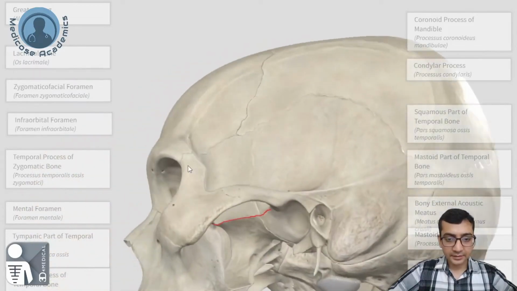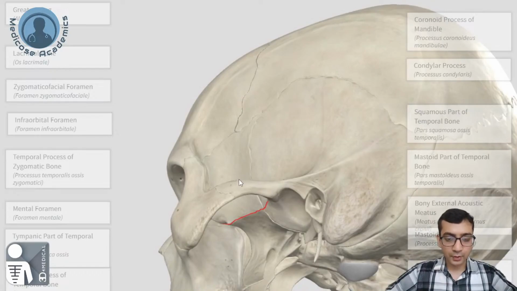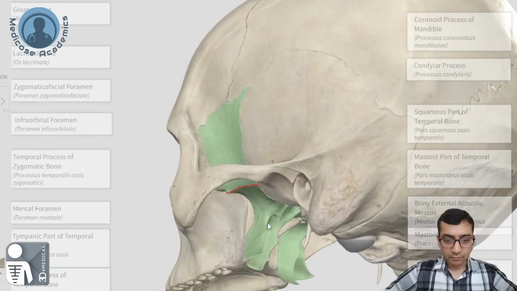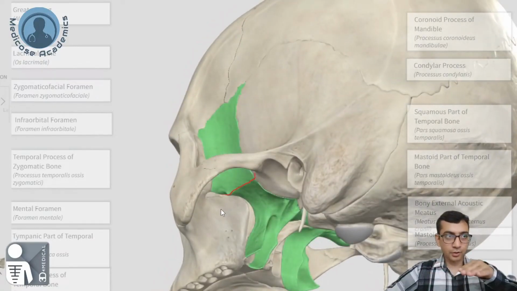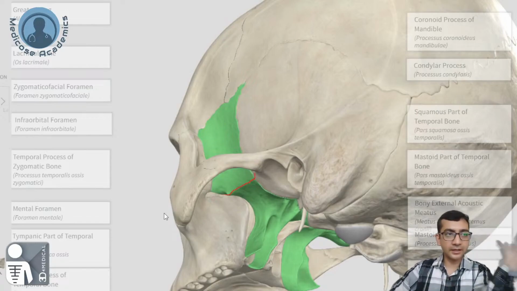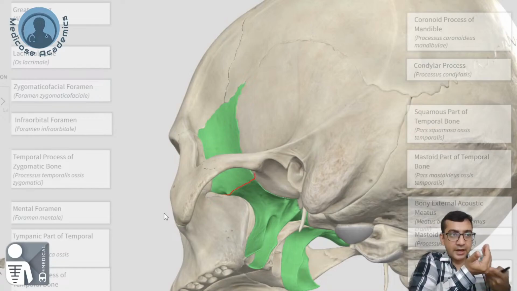So at this line, you can see this line, the greater wing of sphenoid, it makes a very sharp angle. Below it, it is almost in a horizontal plane. Above it, it is like this. So this is this line, like this. So this line, the red line, that is the infratemporal crest.